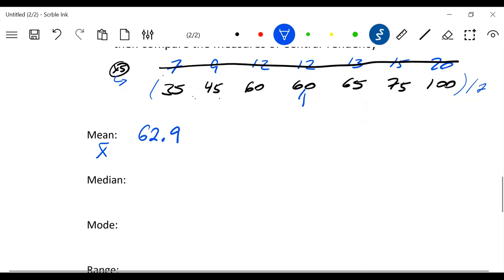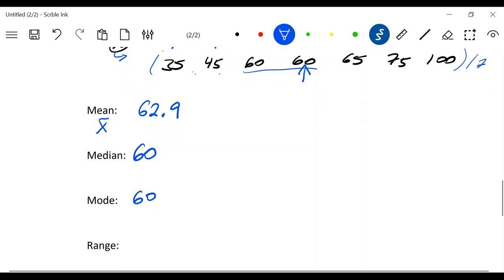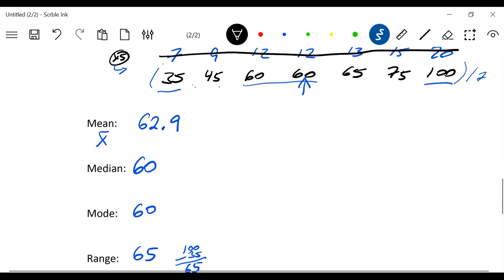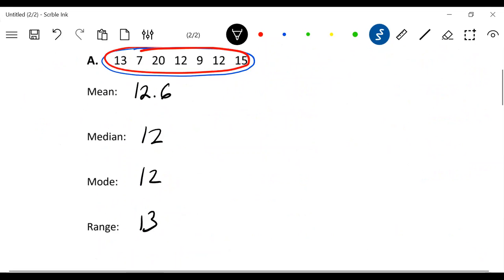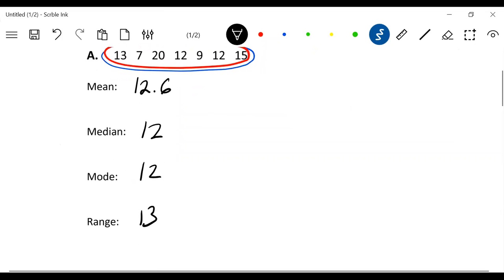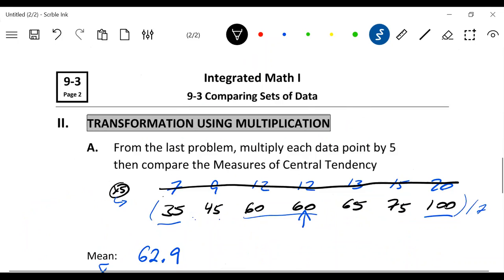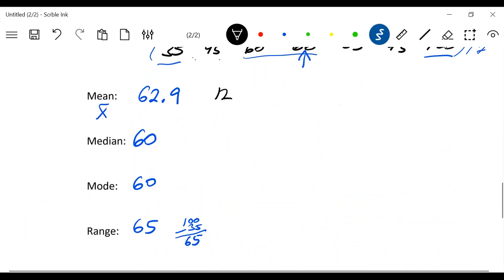The median is still the one that's exactly in the middle, which is 60. The mode is the one that repeats, which again happens to be 60. The range is going to be taking the largest, subtracting the smallest. So here, 100 take away 35 gives us 65 now. So let's compare this to the original numbers, not to the adding one, but the original basic one. So it's 12.6, 12, 12, and 13.